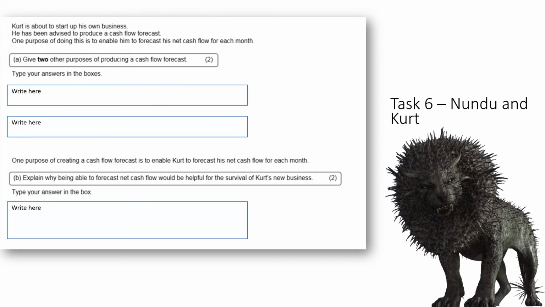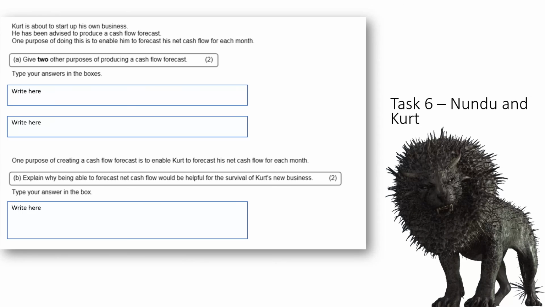Task 6. Nundu and Kurt. Nundu's the creature. Kurt is about to start up his own business. He has been advised to produce a cash flow forecast. One purpose of doing this is to enable him to forecast his net cash flow for each month. Please note, no numbers in this one. Give 2 other purposes of producing a cash flow forecast. Type your answers in the boxes provided, or you're going to write them down as Task 6, Nundu and Kurt in your books.